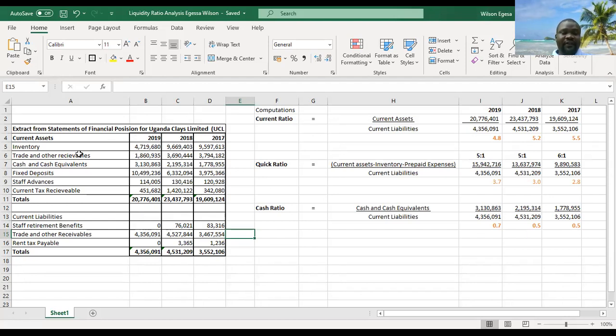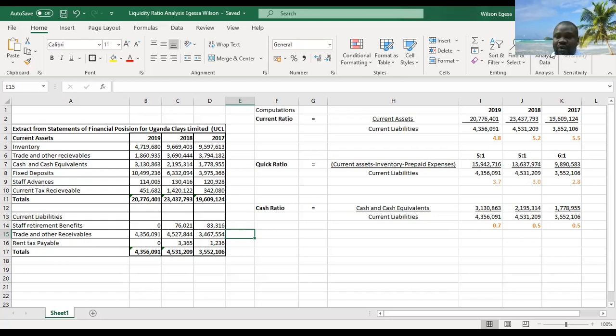And I picked these extracts from the published financial statements. We have the current assets, which include inventory, trade and other receivables, cash and cash equivalents, fixed deposits, staff advances, and current tax receivable. Then the current liabilities include staff retirement benefit scheme, trade and other payables, and current tax payable.